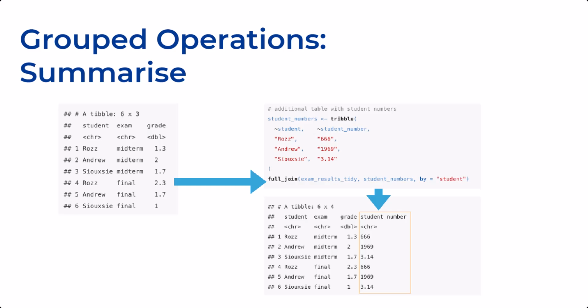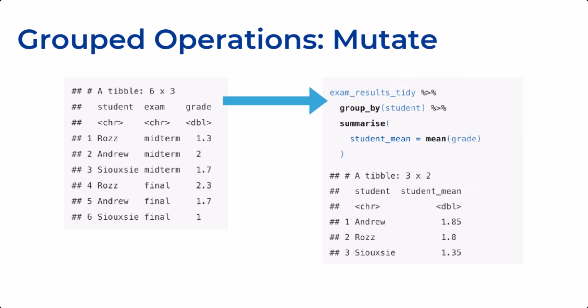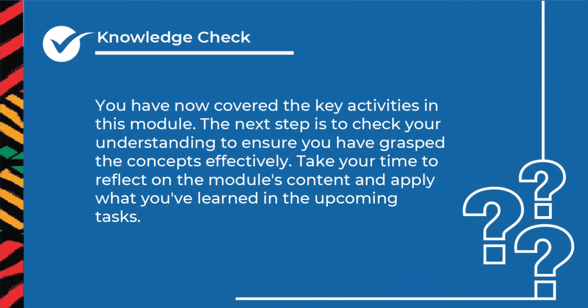Summarize grouped data to calculate statistics. For example, group grades by student and calculate the average score for each using summarize. Grouped operations, mutate. Use mutate to modify grouped data. For example, add a student_min column to a dataset calculating each student's average grade across all exams.